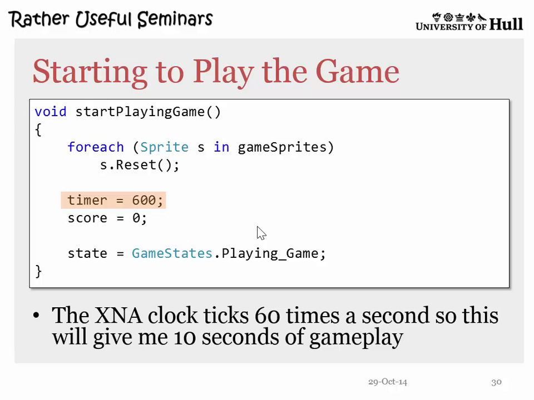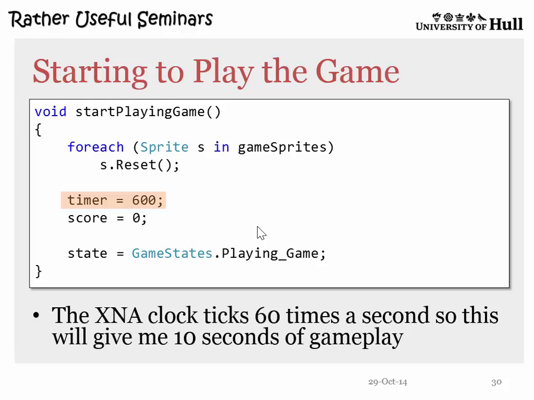Timer, XNA, remember I said it calls update, it does it 60 times a second. So if I count 600 updates, that means I've had 10 seconds go by, correct? Now, again, I'm not proud of this because I should really have in there a thing which acknowledges the frame rate. Because if you run XNA on other platforms, like on the phone, it might go at 30 Hertz.